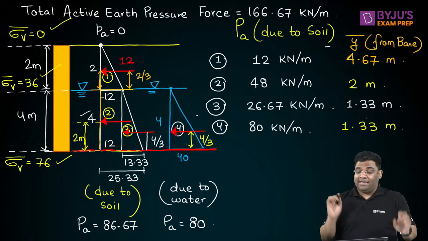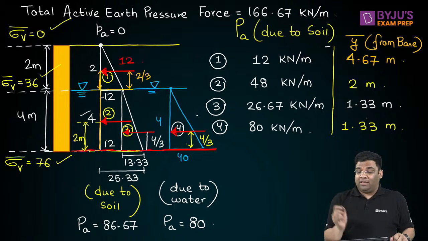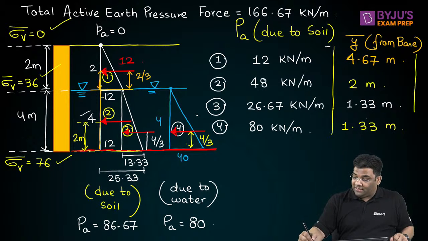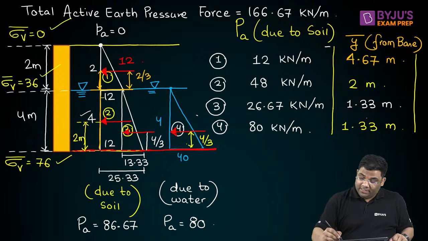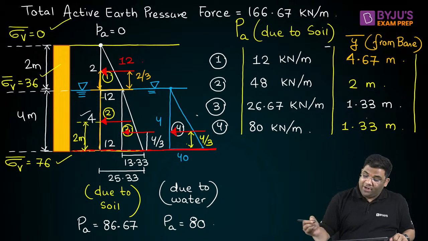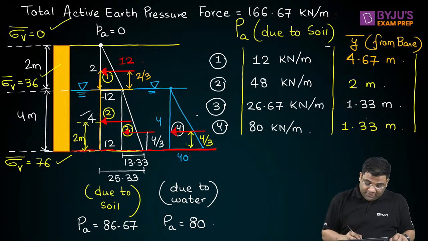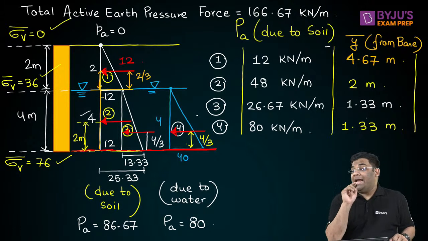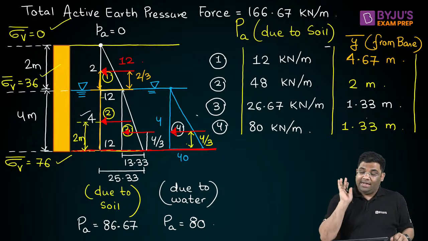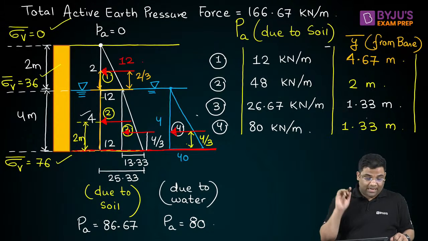Has everyone understood how we found these forces, these individual areas and their point of application from the base? Everybody is clear how we got the forces and the point of application from the base? Okay. Always draw the distribution first and divide the distribution into what? Triangles and rectangles. Okay.